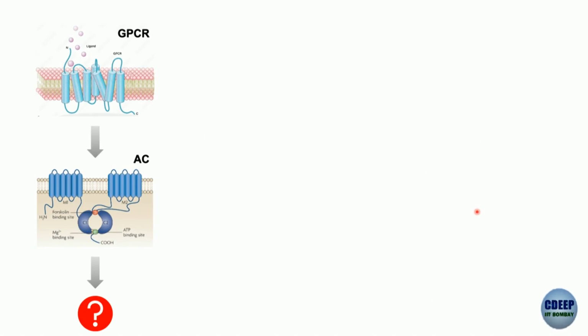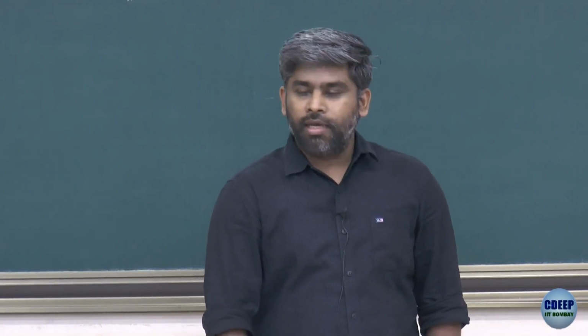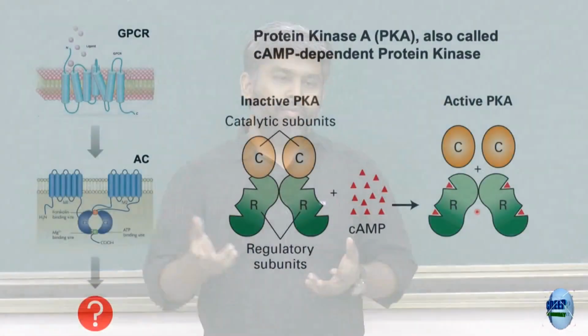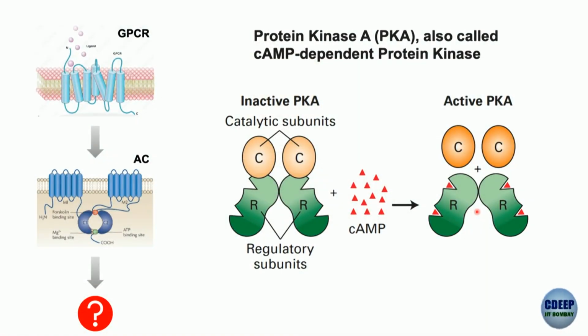PKA, protein kinase A. You guys know about this PKA? Everyone knows? Then I need not tell. So protein kinase A is also called cyclic AMP dependent protein kinase. Of course, PKA has two subunits, regulatory subunit and catalytic subunit. There are two catalytic, two regulatory.